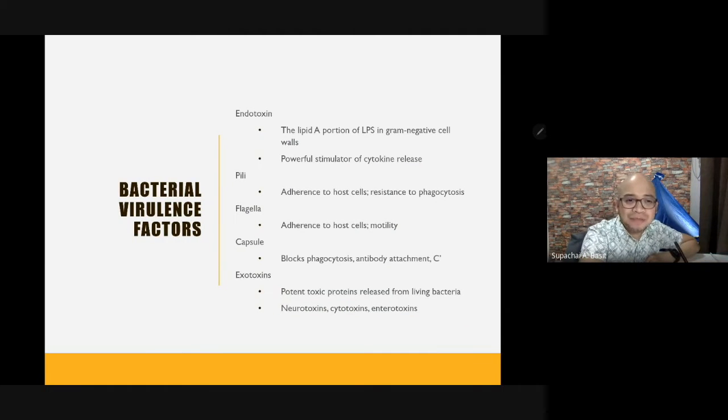A while ago, I was talking about the virulence factors. These are some of the most common types of virulence factor. Let's discuss them one by one. We have the endotoxin. Endotoxin is the lipid A portion of the lipopolysaccharide, and it is primarily found in the gram-negative cell wall. Not all bacteria would have endotoxin. It is primarily found in gram-negative bacteria. Neisseria meningitidis, I hope you could still recall, has LPS as its major virulence factor. It is a powerful stimulator of cytokine release.